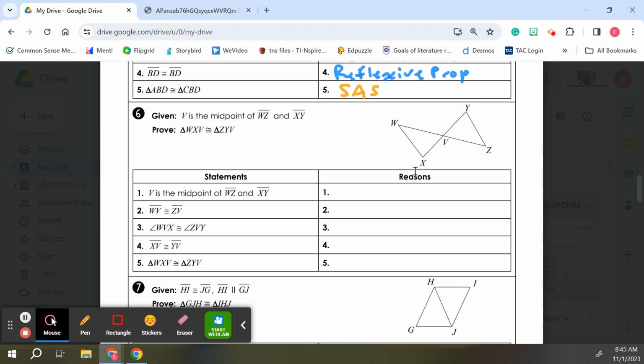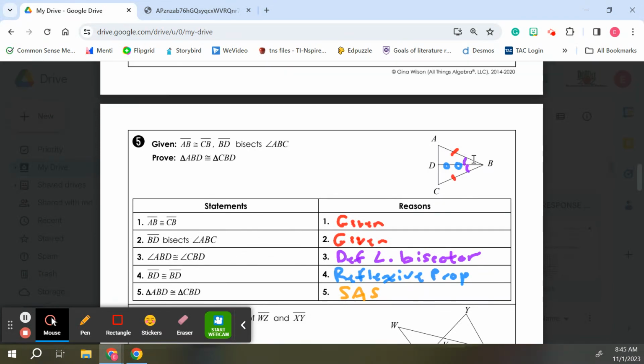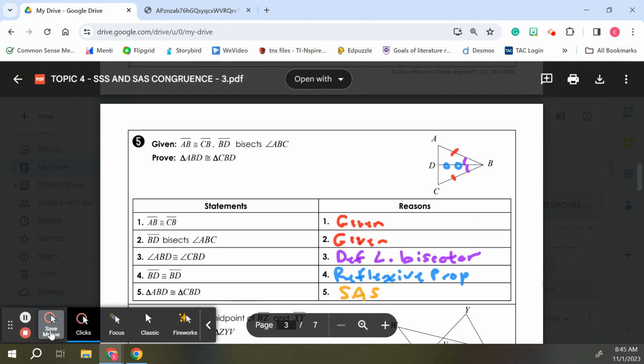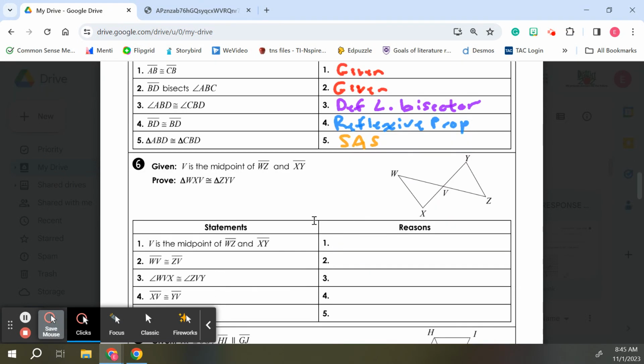How is 5 SAS? If you look, side, angle, side. Does that help? If you identify the peace sign, the angle's there. What is it? Bisector.